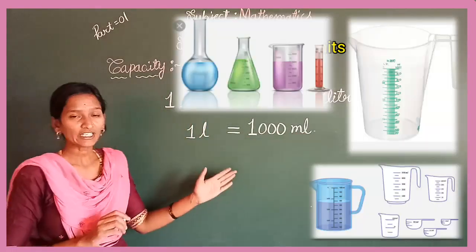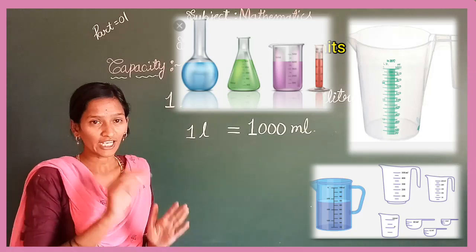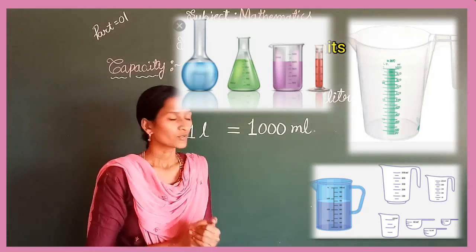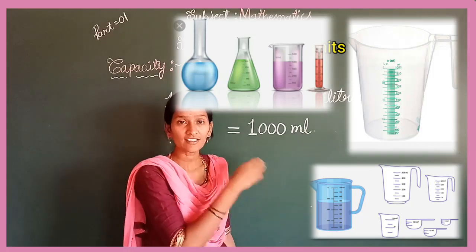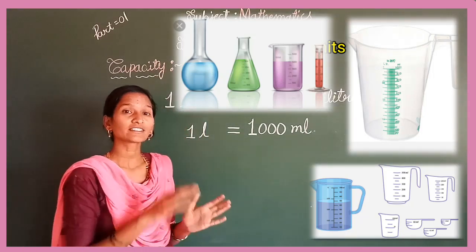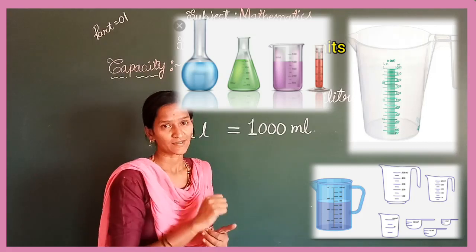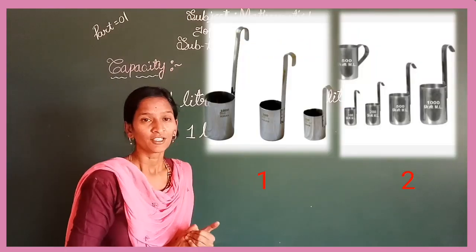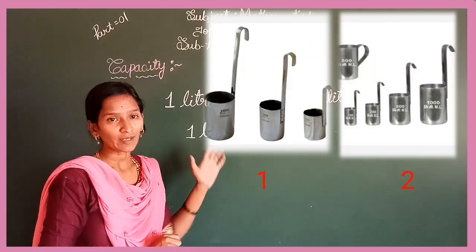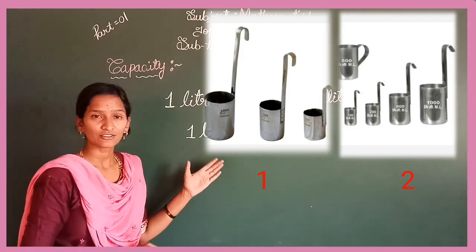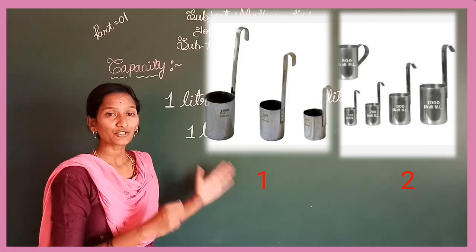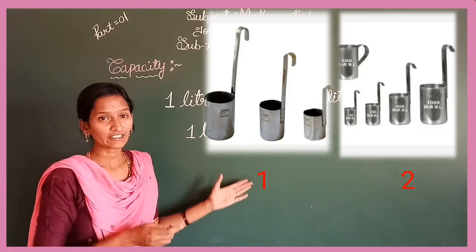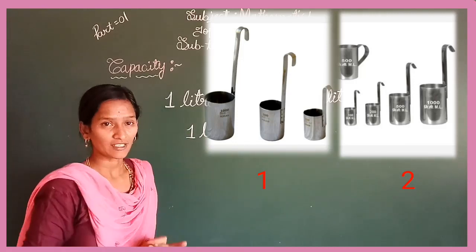So students, now look here, these are different types of containers. We use them to measure some liquid items. Students, on the container, see, here are some lines, right? These indicate the milliliters and also liters, right? Now look here, there are two types of containers. See the first one. This picture shows that these containers are used to measure oil. Nowadays we use this type of container to measure oils in different measurements, right?